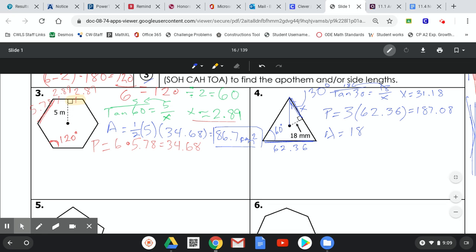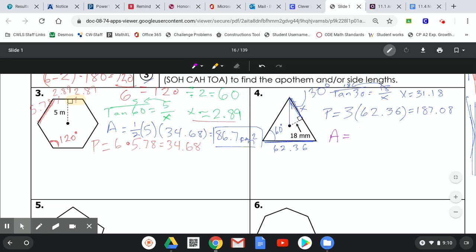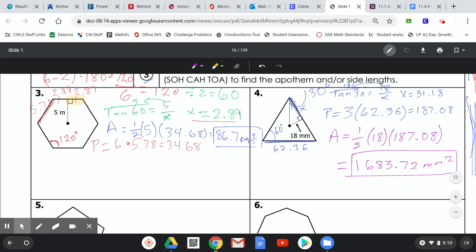And the apothem here, we already know that is 18. So I'm just going to erase that. We knew the apothem is 18. So to find the area, switch colors here, is just 1/2 the apothem, which is 18, and the perimeter, which is 187.08. All right, we multiply that together, and it's going to be a big number, 1,683.72 millimeters squared. Okay. So that is our final answer for number 4.